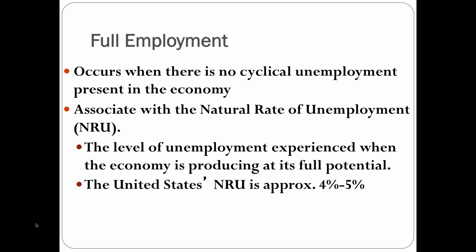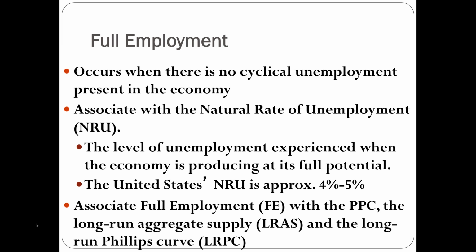In the United States, the natural rate of unemployment is about 4 to 5%. Generally, as a number, I'll go ahead and have my students just think of 5% as full employment and the natural rate of unemployment there. So we're going to go ahead and associate full employment with being on the production possibilities curve, maximizing your resources, being at the long run aggregate supply curve, which we're going to talk about at a later time, and being at the long run Phillips curve, which we're going to talk about at a later time as well.